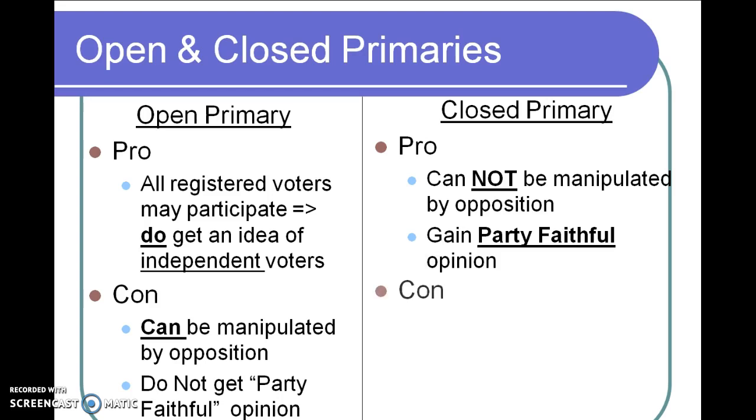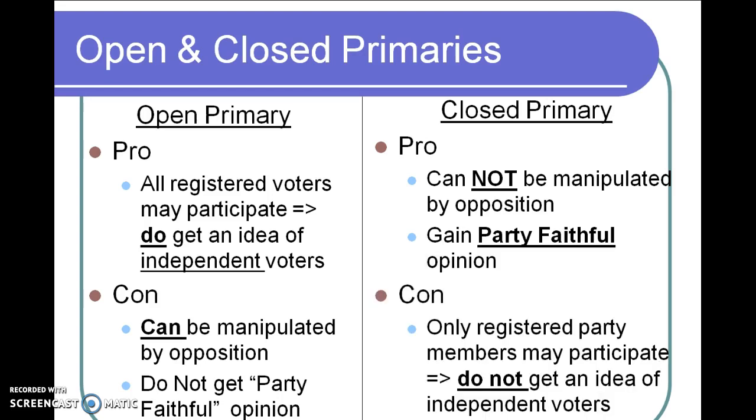The downside is you don't get the independent vote, which often are the people who swing an election. Hardcore Republicans vote Republican. Hardcore Democrats vote Democratic. Often it is swing voters, independent voters, that determine an election. So if you have a closed primary, you don't have access to what they might be thinking.